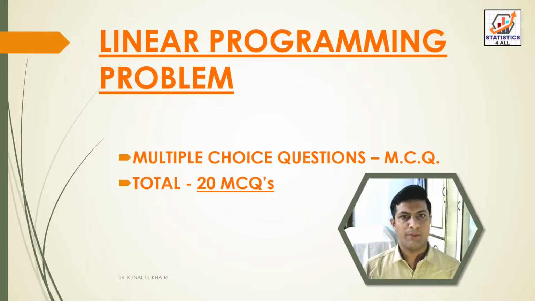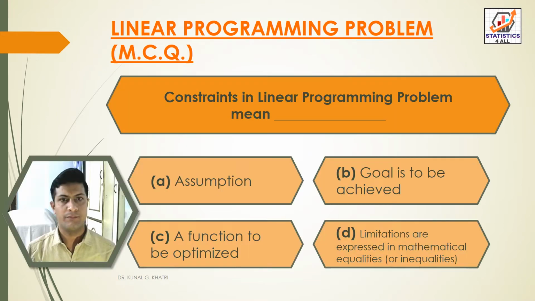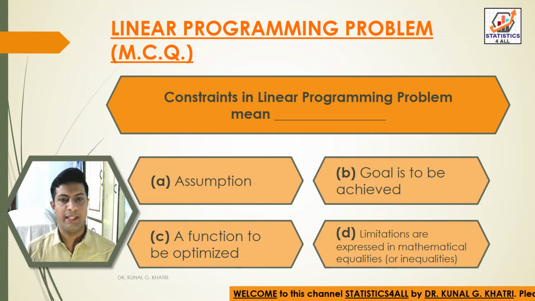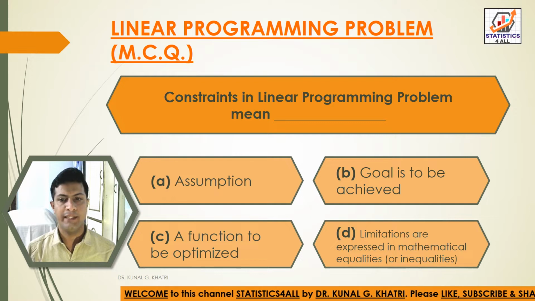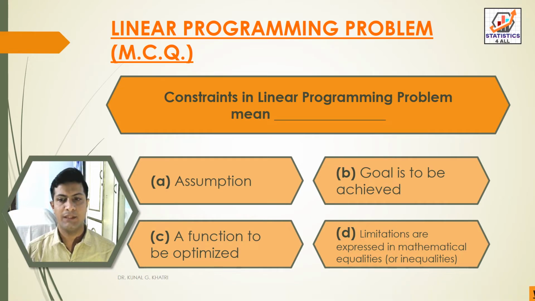Linear programming problem, multiple choice questions, total 20 MCQs. First question, constraints in linear programming problem mean dash. Option A, assumption. Option B, goal is to be achieved. Option C, a function to be optimized. Option D, limitations are expressed in mathematical equalities or inequalities. So here we have answer option D, limitations are expressed in mathematical equalities or inequalities.